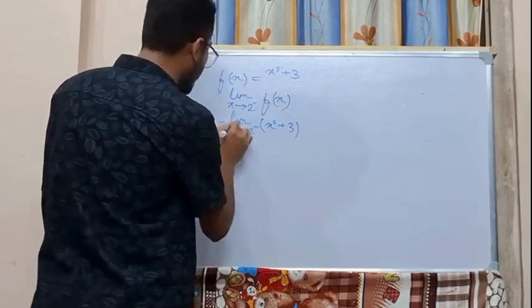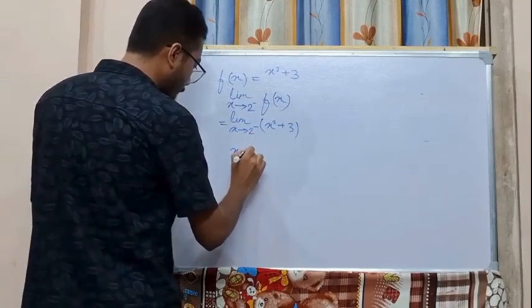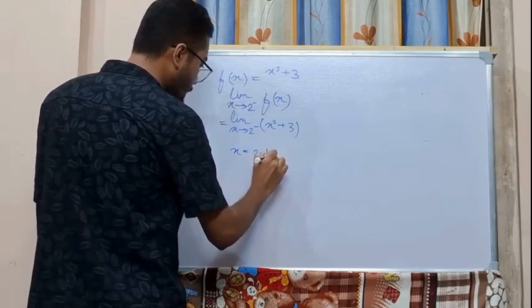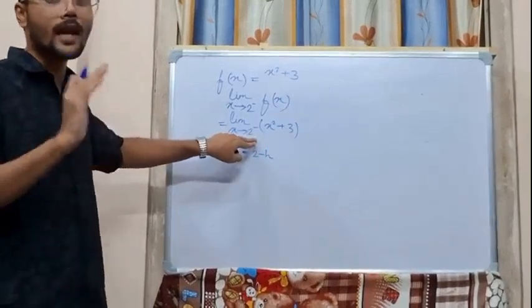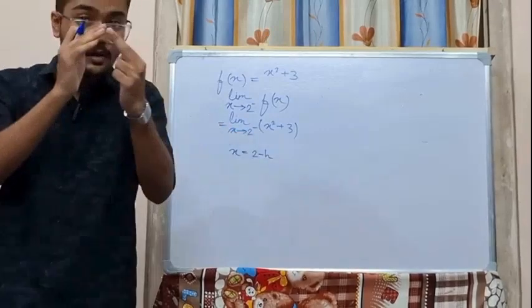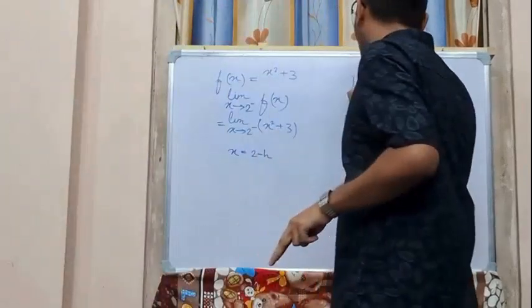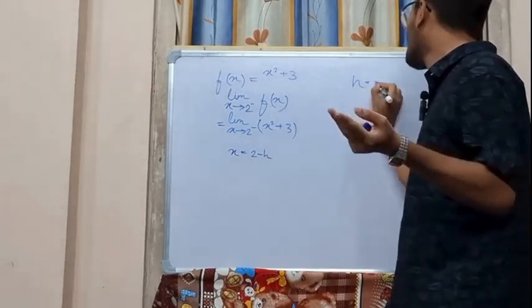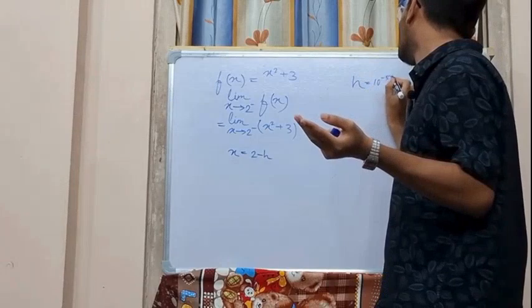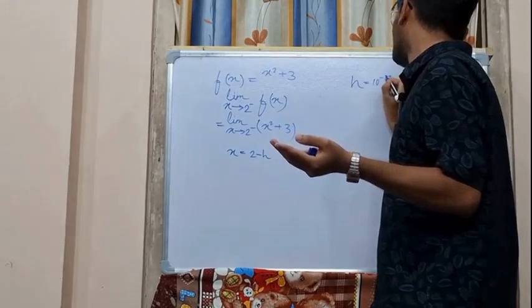To give the answer to this question, we will consider x as 2 minus h. Why 2 minus h? As x is approaching from the left neighborhood, the left hand side of 2, the lesser part. That's why 2 minus h. Now what is h? Let's say h is another infinitely small number, suppose 10 to the power minus 57, or maybe 10 to the power minus 37 or 35.